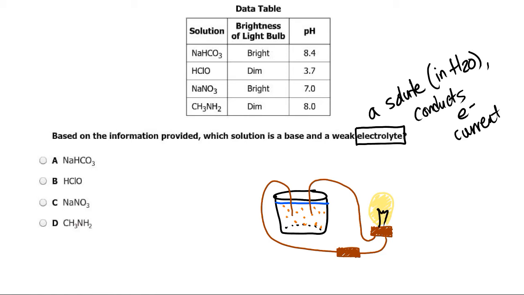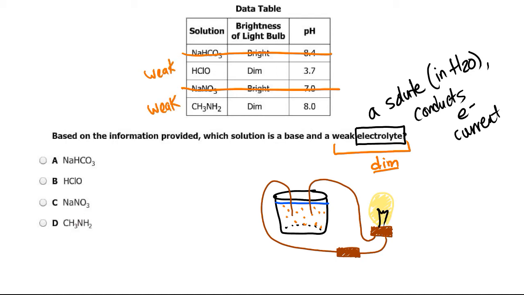It asks about a weak electrolyte. We know that a weak electrolyte will be dim because it's conducting electricity but not super great. So a dim light bulb. So we're looking for weak, which means you can cross out the bright light bulbs because those are considered to be strong electrolytes. So these are going to be weak.